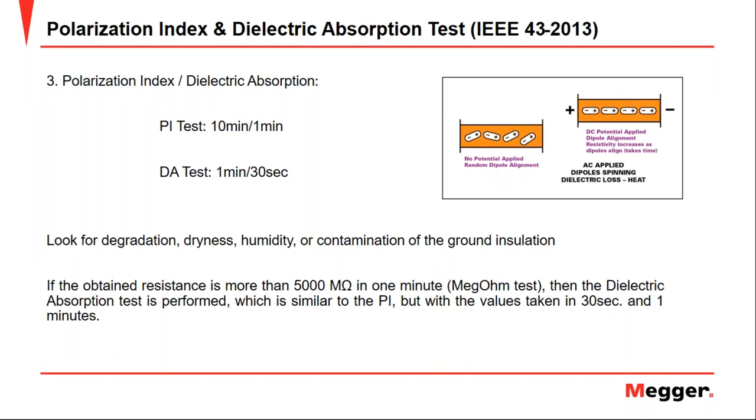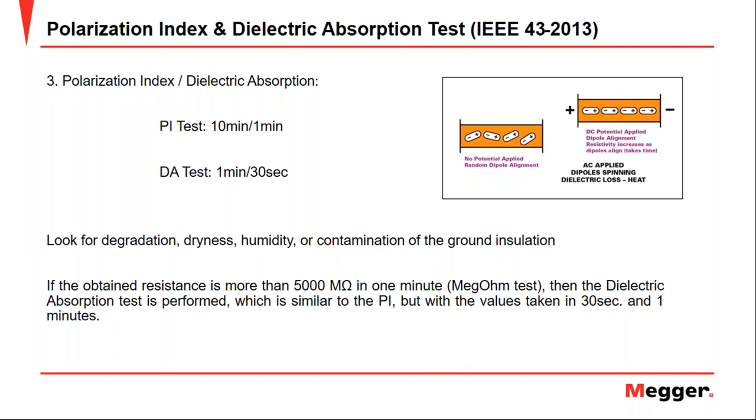Let's now go on to the PI or DA test. In this test, we are checking the ability of the insulation to polarize, to make sure that each insulation dipole can align correctly with the field. This is only possible if the insulation material is not dry, cracked, contaminated, or wet.